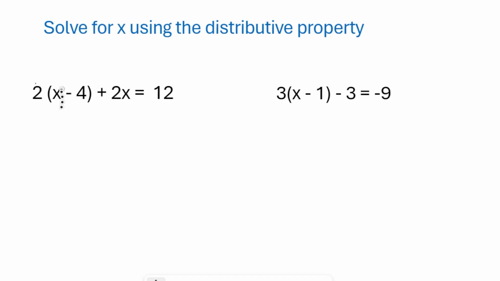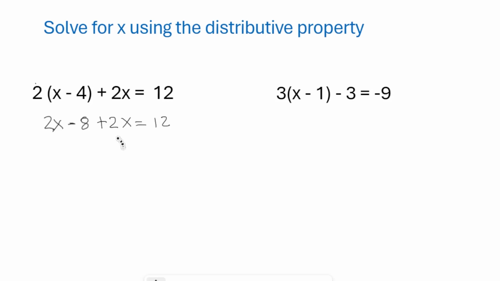So multiply 2 times x, you get 2x. And then 2 times -4, you're going to get -8. And we do only one step at a time. So we're just going to rewrite plus 2x, all of that equals to 12.